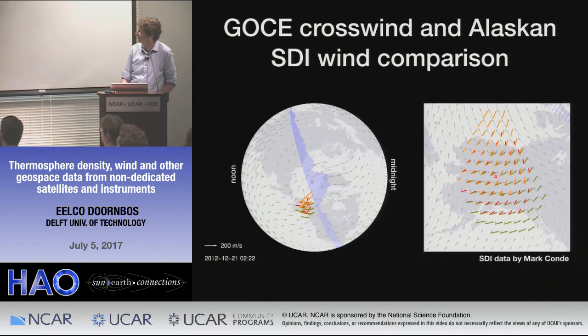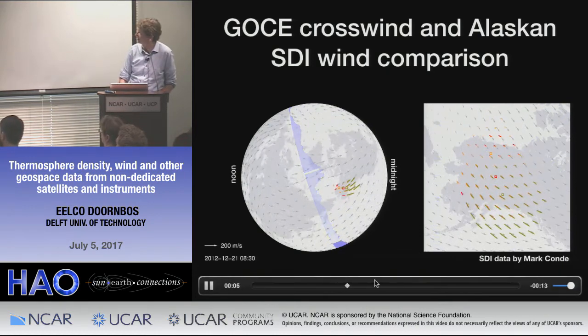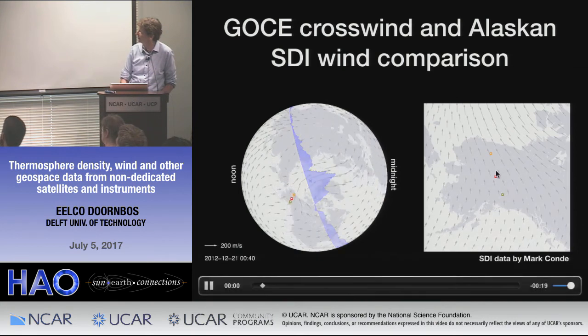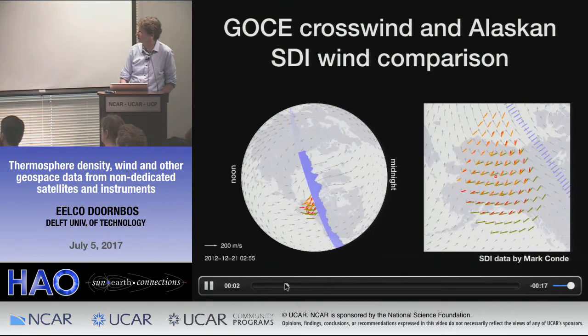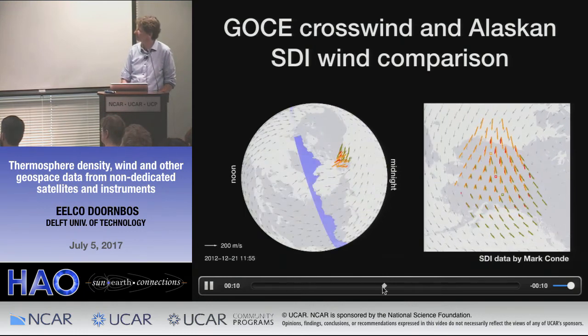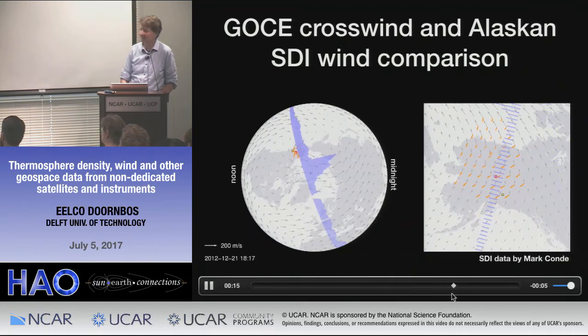It's also interesting to make comparisons with other measurements. This is also not so easy. This is a movie that illustrates how to compare with scanning Doppler imagers that are run by Mark Conde in Alaska. So there are 3 instruments here. And you can see basically that this instrument only operates at night. And GOCE, of course, goes from dawn to dusk. So there's only one pass at dusk, and then one pass at dawn, and that's what you have to deal with. And this is for the middle of winter.